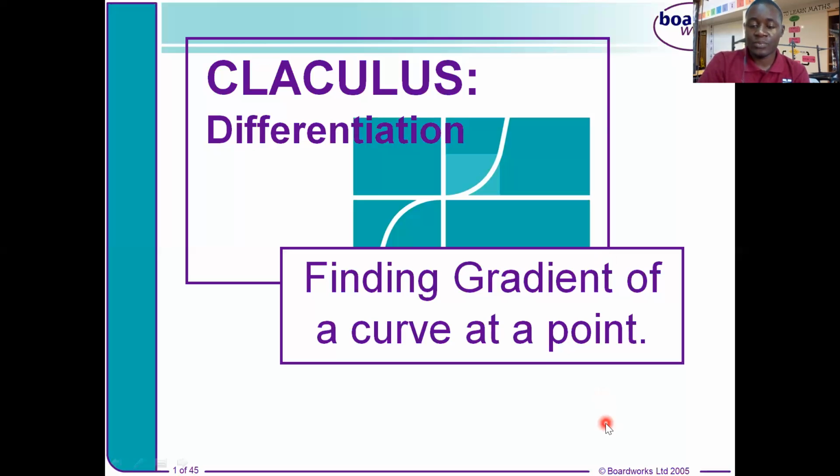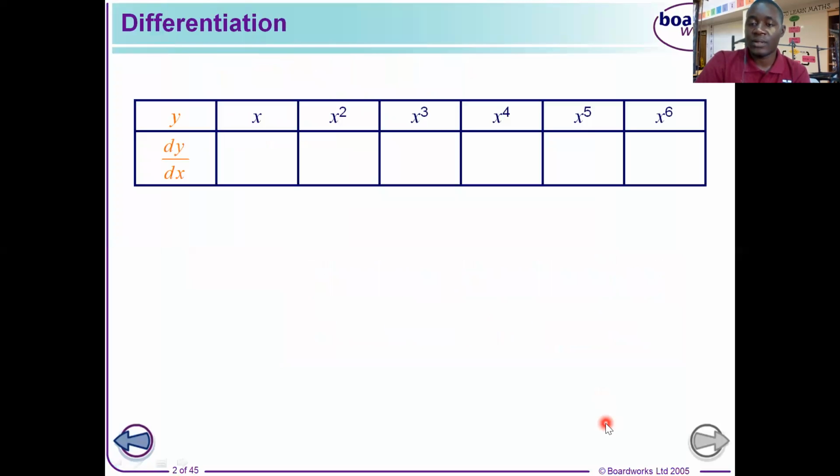But before we proceed to finding the gradient of a function, remember the last time we started by looking at very simple derivatives of some functions, and I have made a table here to try and summarize those things that we did last time. So if we have a function y given as x, we can find the derivative of y with respect to x, and that will give us 1.